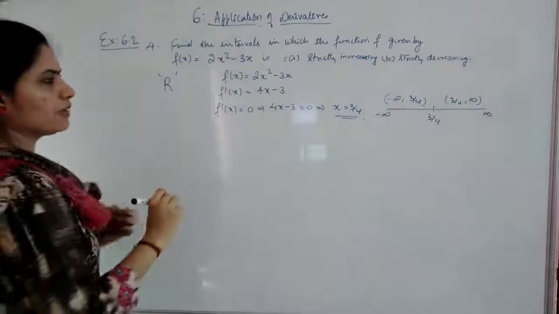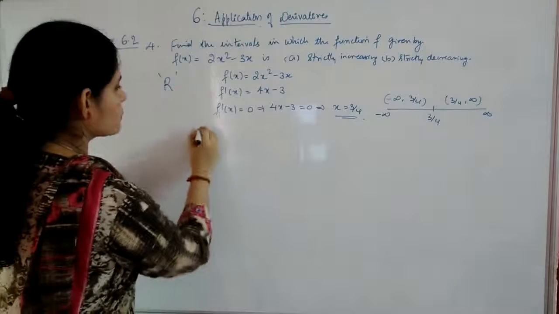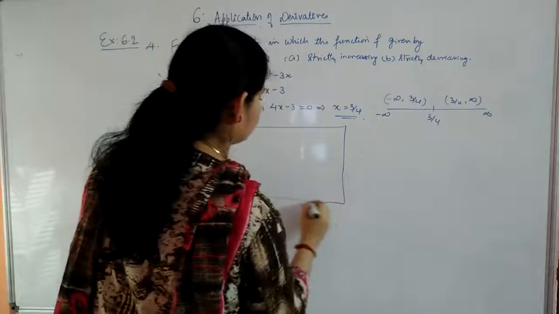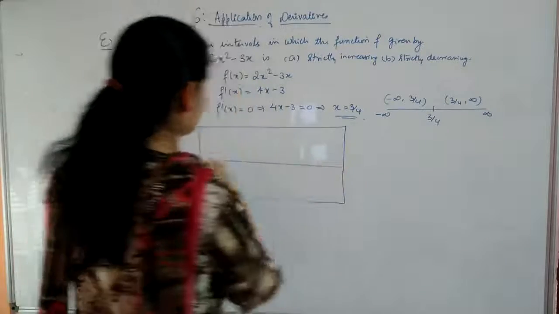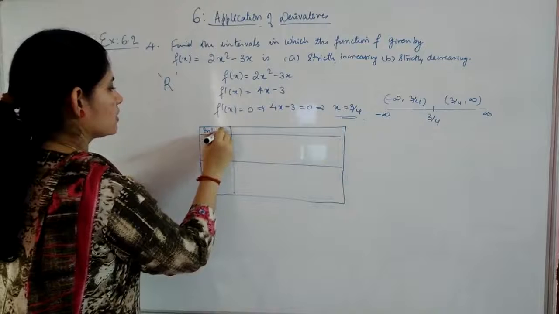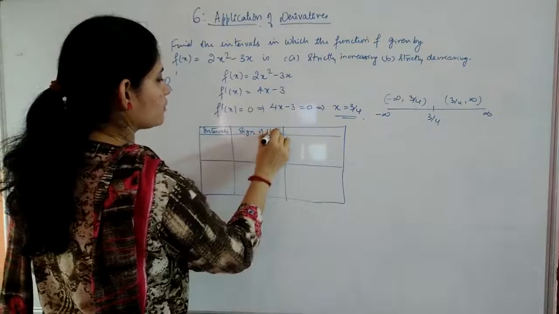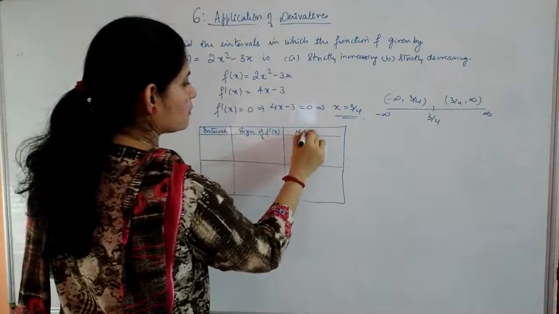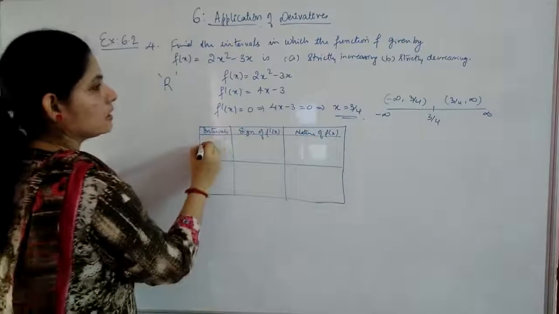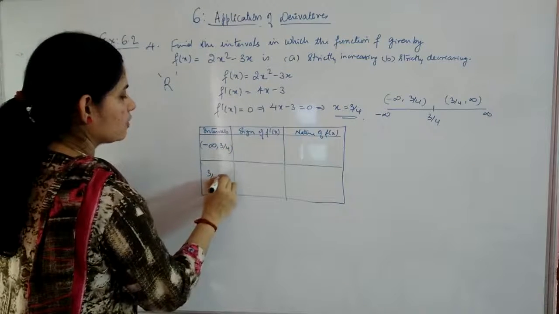Now we check around 3 by 4. I am breaking it into two intervals. What will be the sign of f dash of x? This is the nature of the function f of x. This is f dash of x, this is f of x. Here you have minus infinity to 3 by 4 and this is 3 by 4 comma infinity.